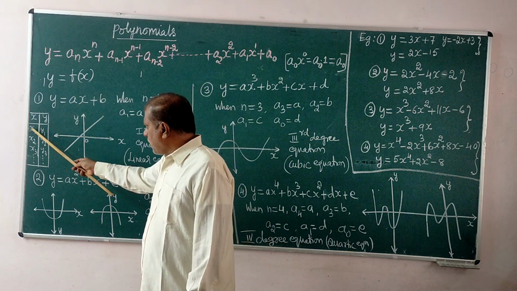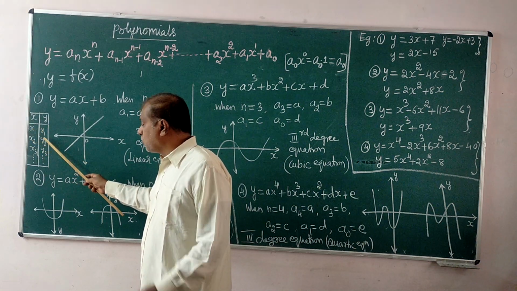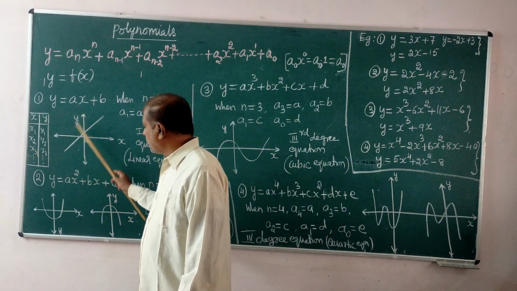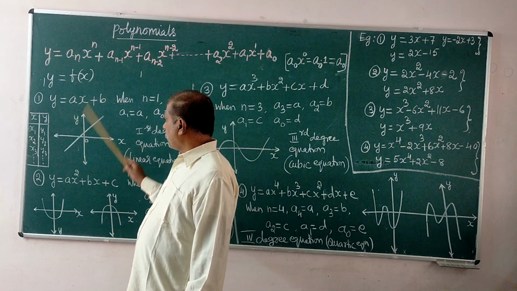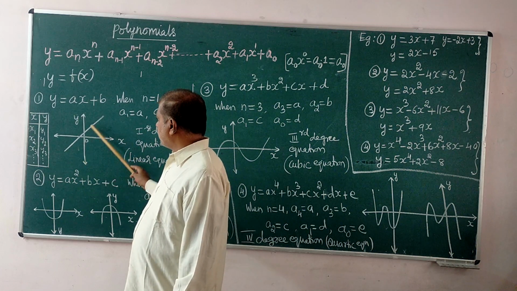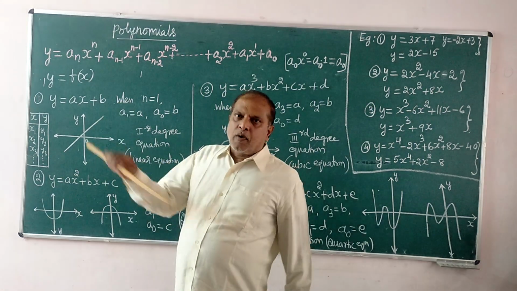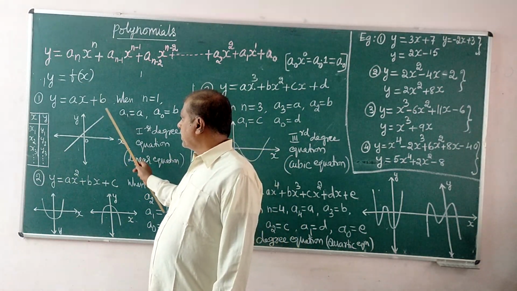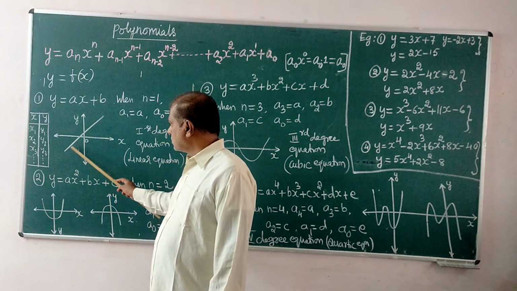So this represents a point on the graph, x1 and y1, one point, x2 and y2, one more point, x3, y3, one more point. Find like that different points on the graph. We need different points on the graph. Join all the points for this equation. We always get a straight line like this.